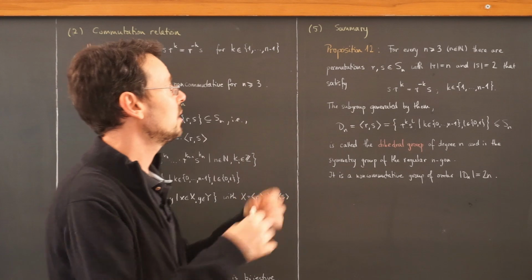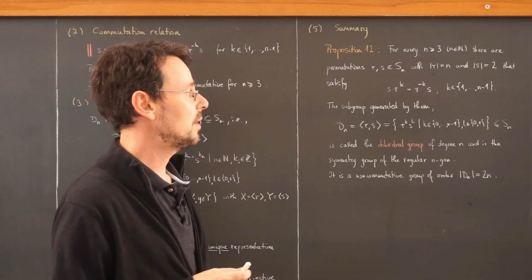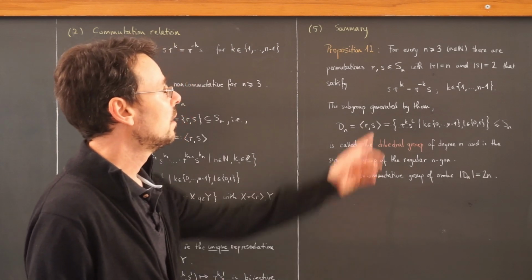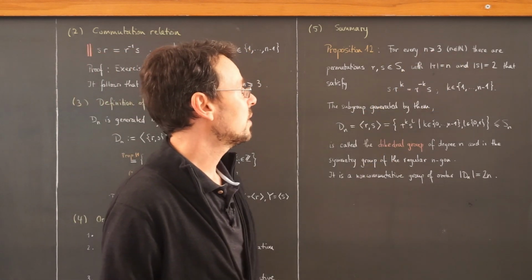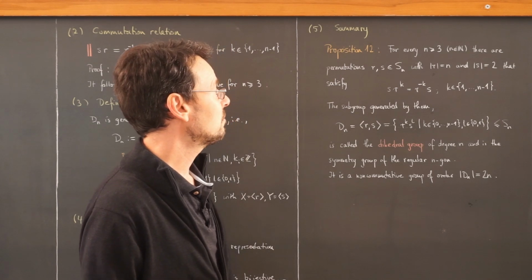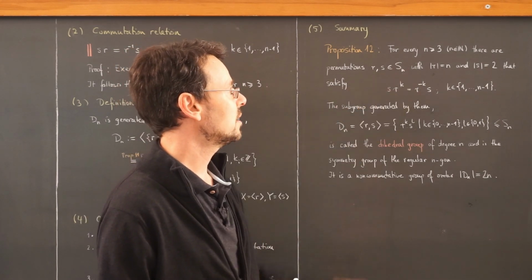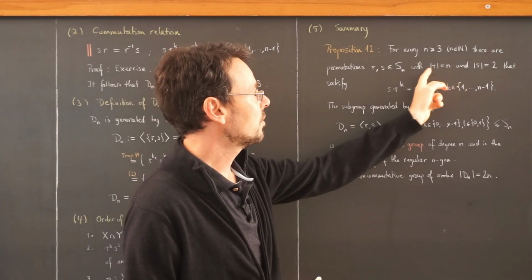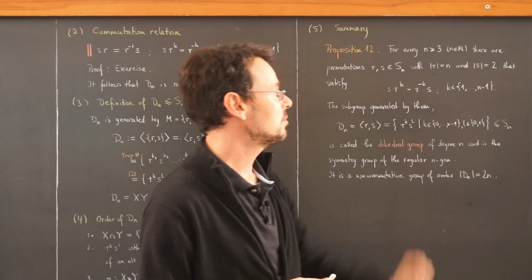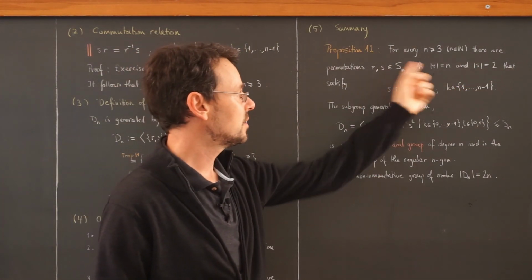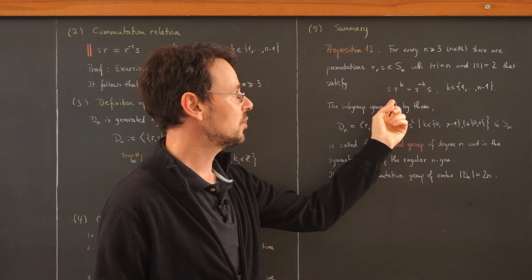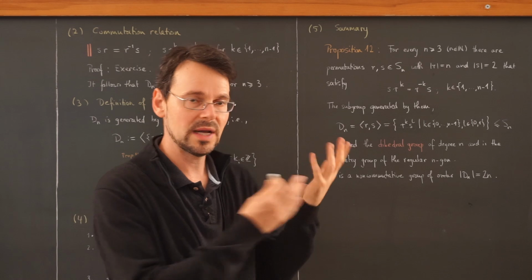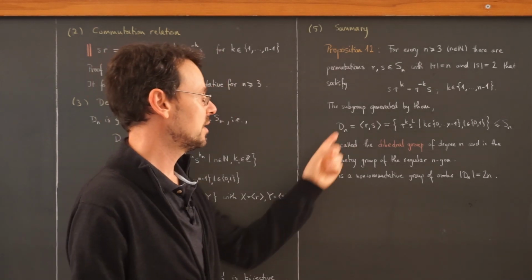Okay, now if we take all of these facts together, we arrive at proposition 12. If I have any natural number n greater than or equal to 3, I can find two permutations R and S in the symmetric group of degree n, with the order of R being n and the order of S being 2, such that they satisfy this commutation relation for all the k's listed here. We already wrote down the R and S explicitly, so they clearly exist.